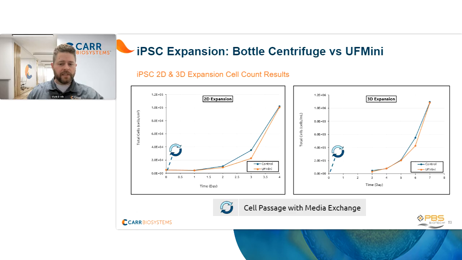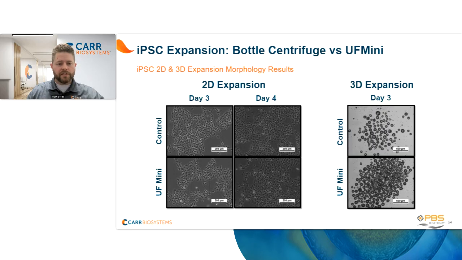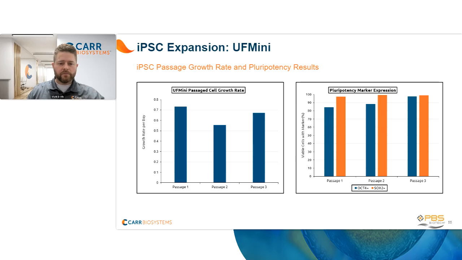And we can see that the expansion was functionally equivalent across both of those. As well as when we looked at the morphology here, on the adherent cell culture, we saw some elongation. Both the control and the UF Mini were comparable, as well as in the 3D expansion, the aggregates showed comparability of morphology. And ultimately, the growth rates were fairly uniform across these, but more importantly, the pluripotency marker expression continued to stay healthy across all of the passages with the UF Mini.